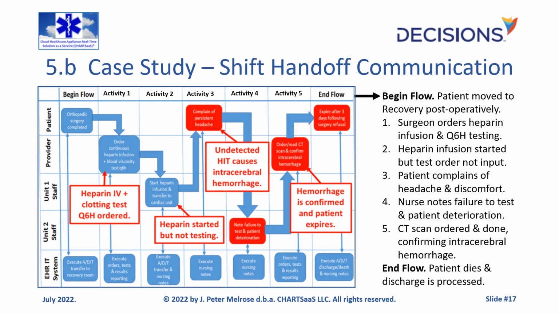The process activities are numbered across the top of the chart and described on the right side of the slide as follows. Begin flow of the patient removed to recovery post-operatively. 1. Surgeon orders heparin infusion and Q6H testing. 2. Heparin infusion started but test order not input. 3. Patient complains of headache and discomfort. 4. The nurse notes failure to test and patient deterioration. 5. CT scan ordered and done, confirming intracerebral hemorrhage, and end flow, patient dies and discharge is processed.